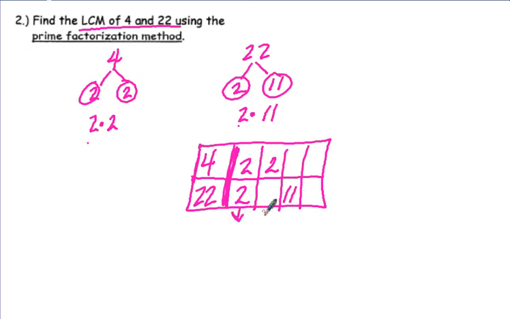Now drop down all your columns for least common multiple. You want to get as many columns as you can. Multiply them together. 2 times 2 times 11 equals 44, which is your least common multiple of 4 and 22.